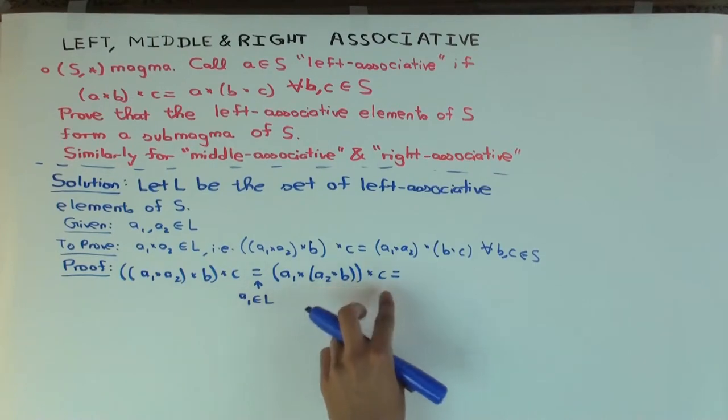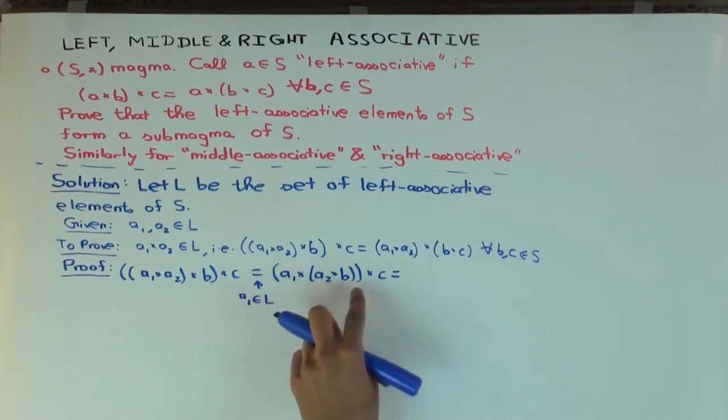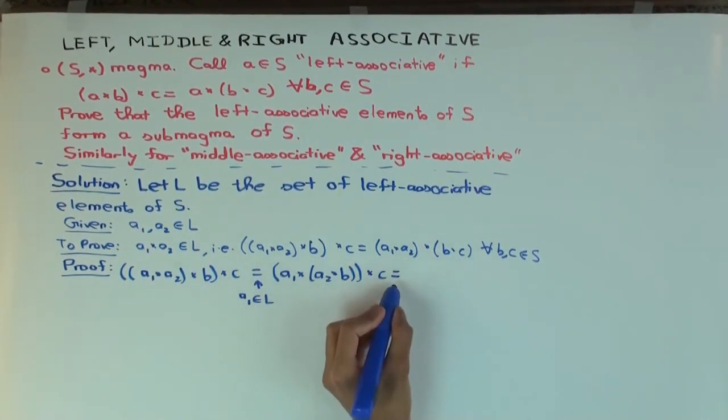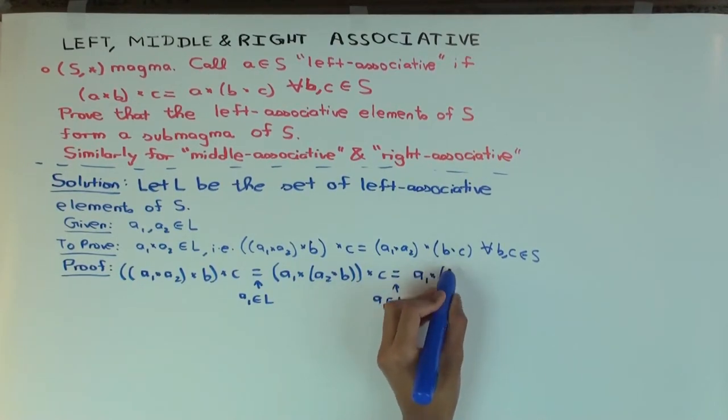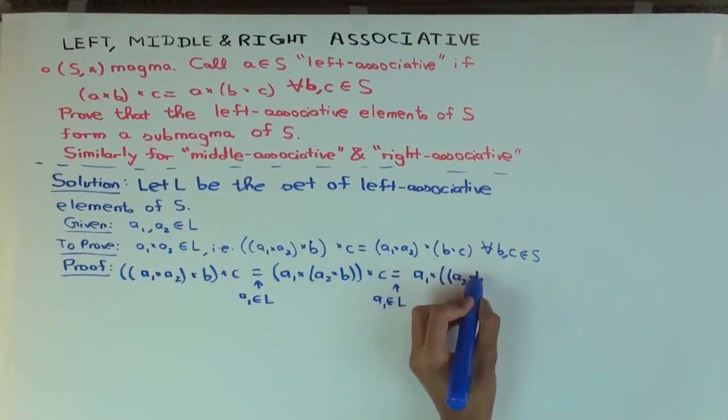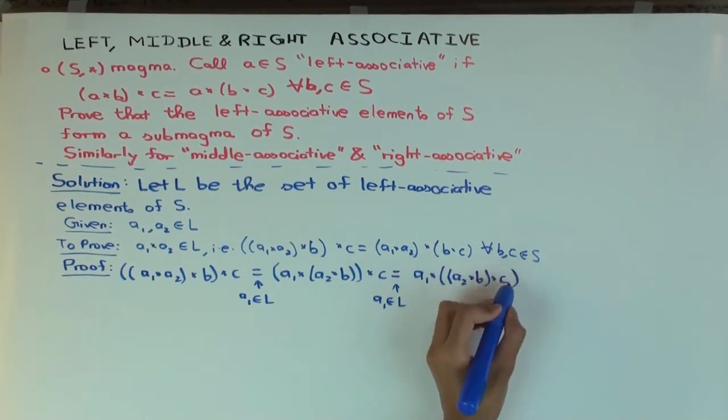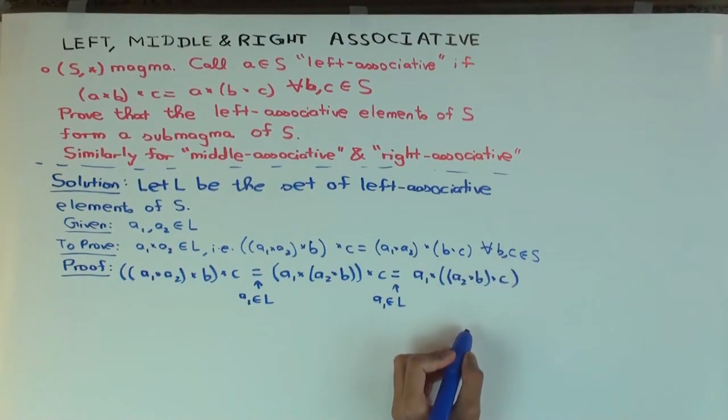You see what I'm saying? You cannot. We have to do that. That's the only thing you can do. So again, you're using A1 as an L, but now with a different triple, with these two. So what do you get? You get A1 star, A2 star B in bracket, star C.